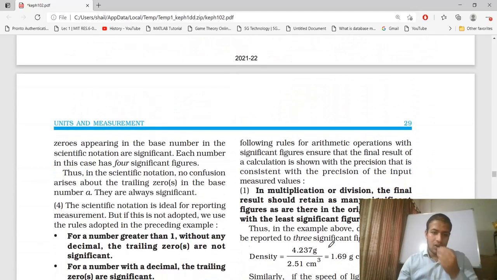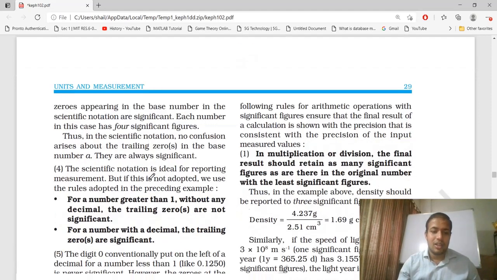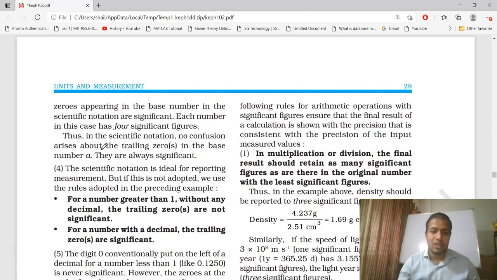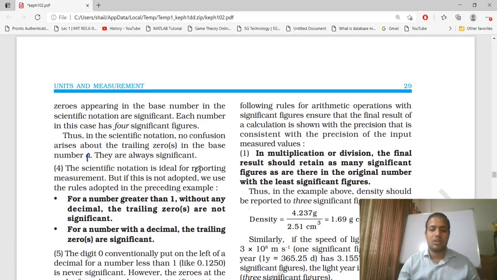However, all zeros appearing in the base number in the scientific notation are significant. Each number in this case has four significant figures. Thus, in the scientific notation, no confusion arises about the trailing zeros in the base number a. They are always significant. That means the number a that appears, all of its digits are significant. But 10 to the power anything, that we will not count.